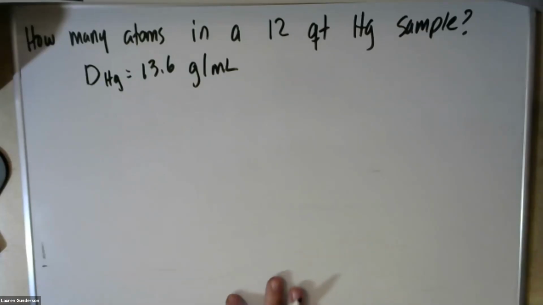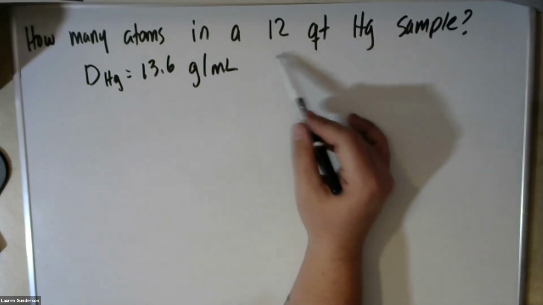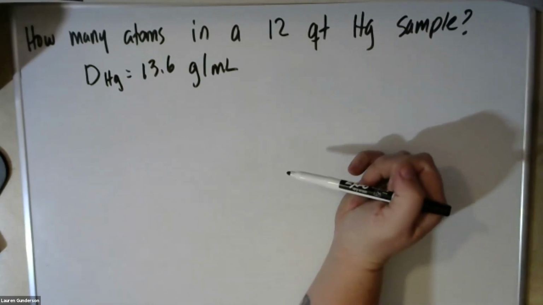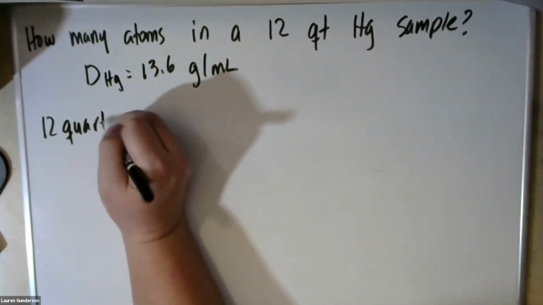So again, let's think of a roadmap. They told us what the volume of our mercury sample was. They told us that we have 12 quarts of mercury.